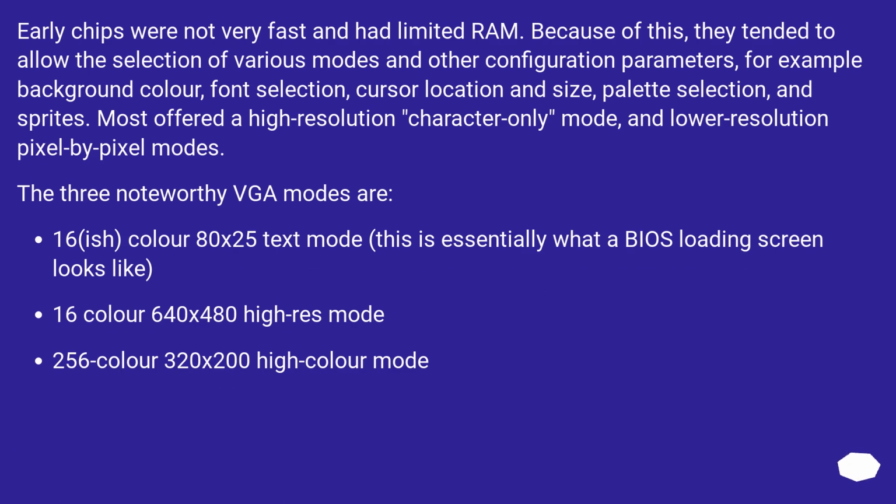Early chips were not very fast and had limited RAM. Because of this, they tended to allow the selection of various modes and other configuration parameters, for example background color, font selection, cursor location and size, palette selection, and sprites. Most offered a high-resolution character-only mode, and lower-resolution pixel-by-pixel modes. The 3 noteworthy VGA modes are 16-ish color 80 by 25 text mode. This is essentially what a BIOS loading screen looks like. 16 color 640 by 480 high res mode. 256 color 320 by 200 high color mode.